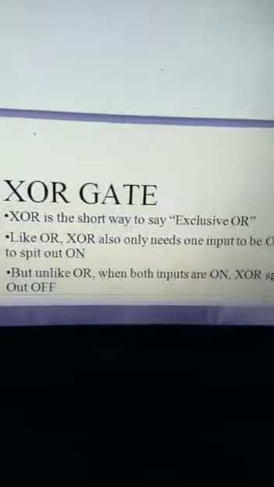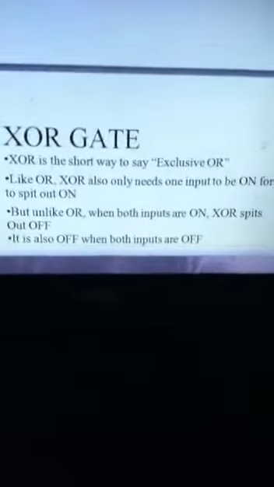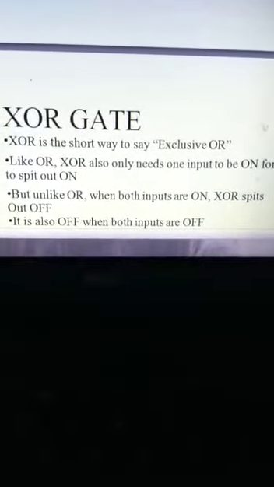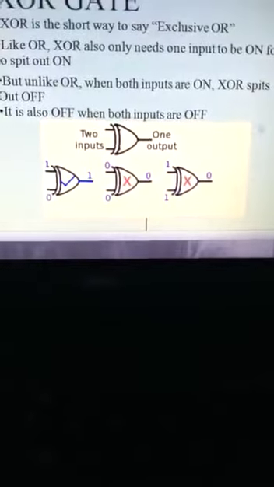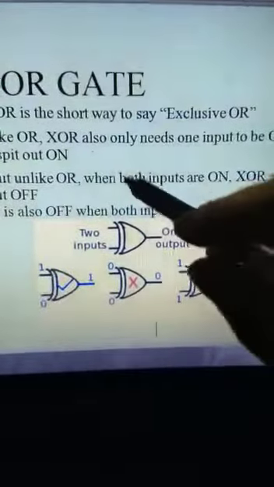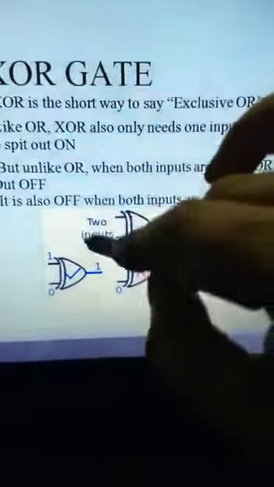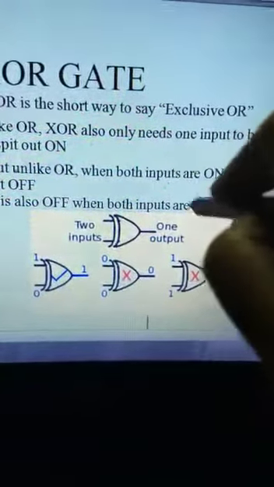Next topic is the XOR gate. XOR is the abbreviation; its actual name is exclusive OR. Okay, exclusive OR. Just see the block diagram first. It looks like an OR gate, but it's not the same as an OR gate. Okay.